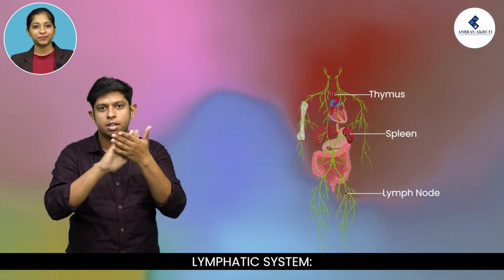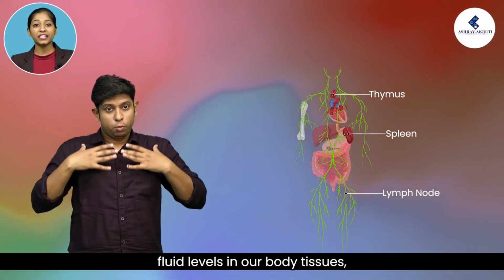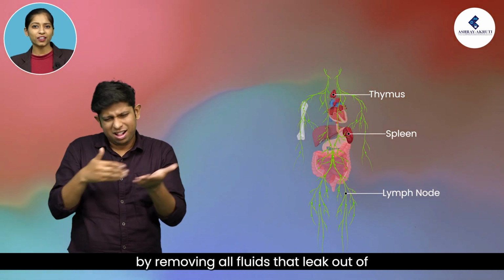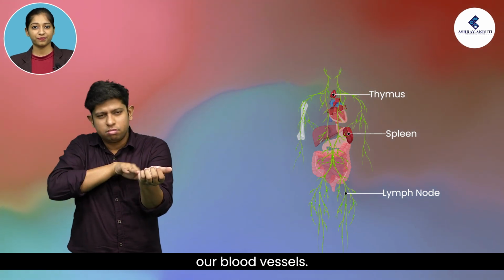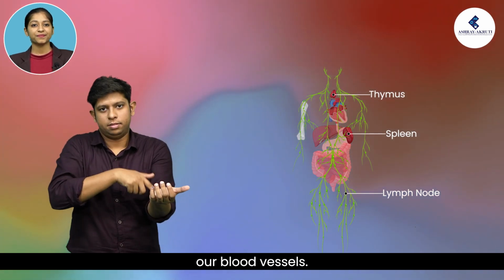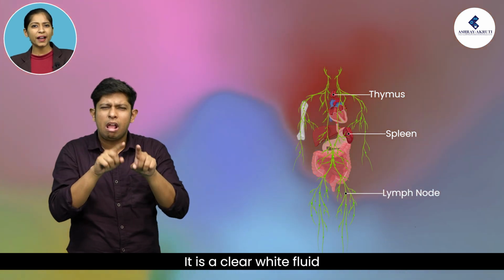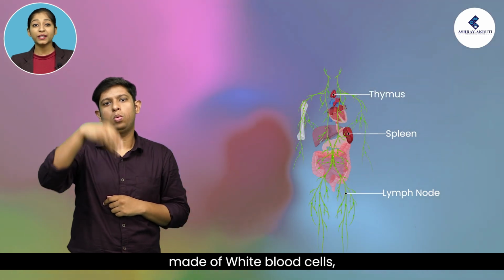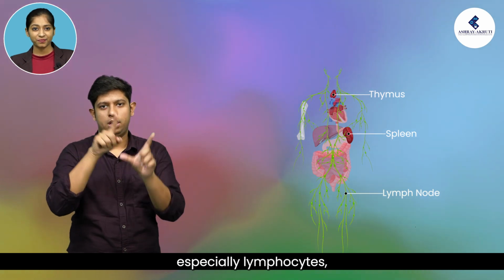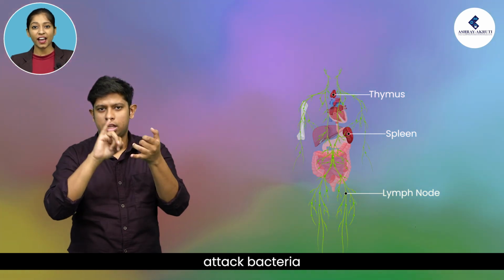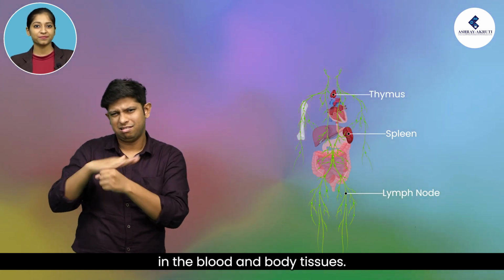Lymphatic system. It maintains fluid levels in our body tissues by removing all fluids that leak out of our blood vessels. Lymph. It is a clear white fluid made of white blood cells, especially lymphocytes. These cells attack bacteria in the blood and body tissues.